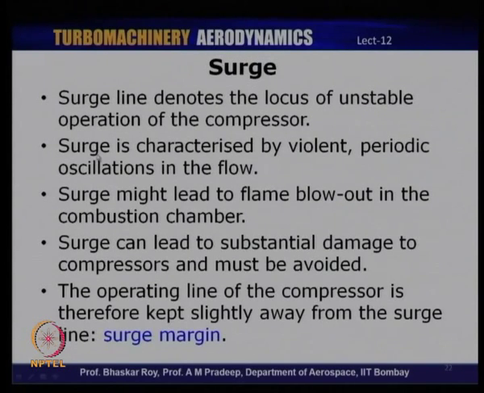Now, in the compressor operating line, we have seen the surge line, which basically denotes the locus of unstable operation of the compressor, and surge obviously may lead to flame blowout in the combustion chamber and can lead to substantial damage of the compressor itself. So, during the design of a compressor, there is a certain margin which has been provided by the designer, wherein one is recommended to operate the compressor, which is known as the operating line, and there is a difference between the operating line and the surge line.